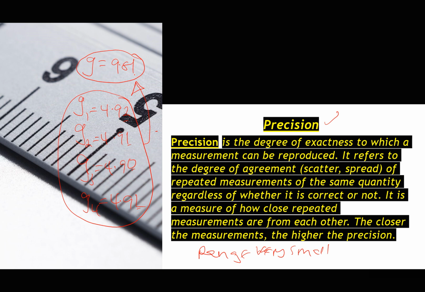The experimenter may choose different measuring instruments and may also use them with different levels of skill, and this will affect the precision of the measurement.